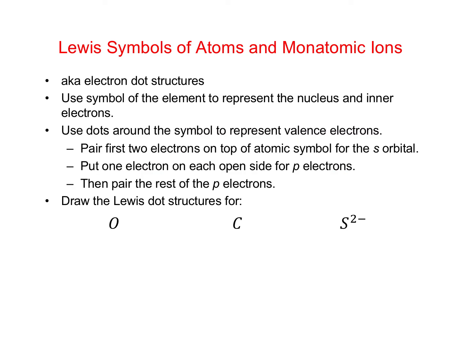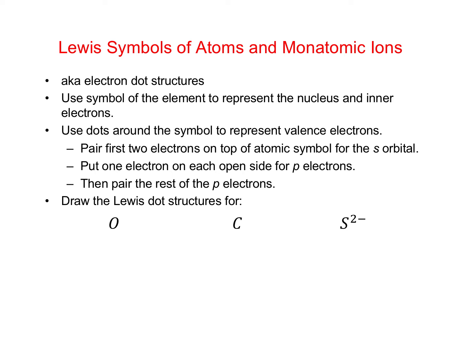Another term for Lewis structures is electron dot structures. When we draw Lewis structures, we use the symbol of the element to represent the nucleus and all of the core electrons. Then we put dots around the elemental symbol to represent the valence electrons. Now I do this a little bit differently than the book describes it.